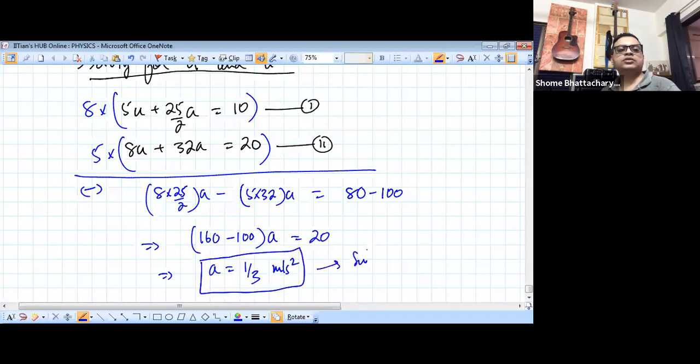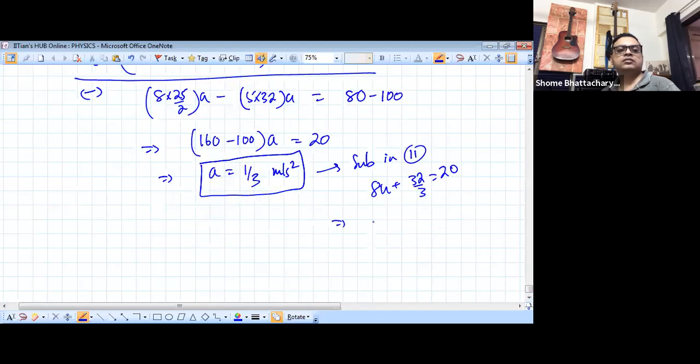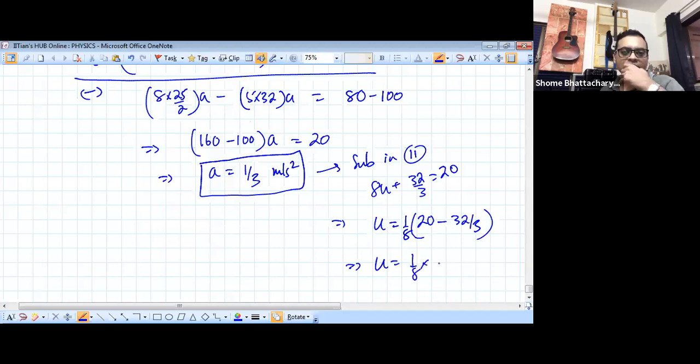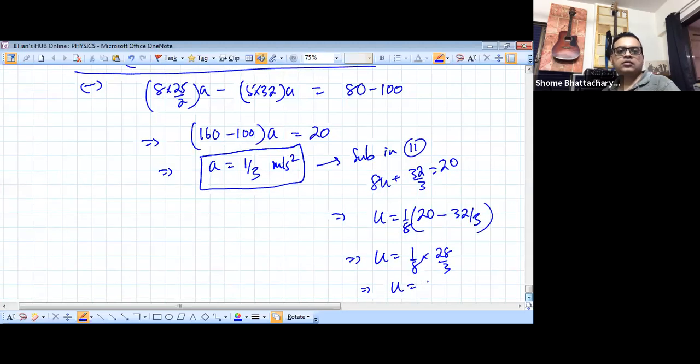And then substitute this in whichever equation you like, in equation 2. So we will get 8u plus 32/3 is equal to 20. So u is equal to 1/8 into 20 minus 32/3. So u will become 1/8 into 60 minus 32, so that is 28. So this is 7/6 meters per second. Okay, so that is u and a solved.